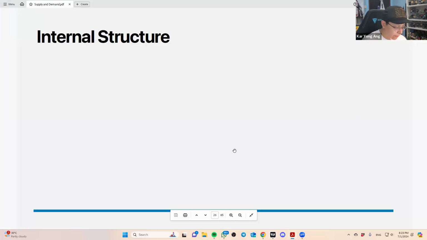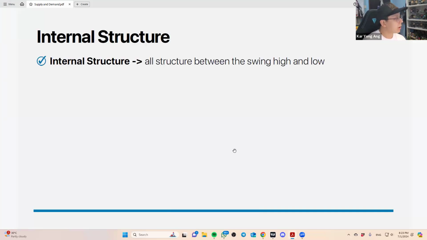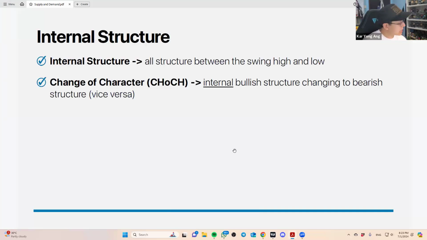Hopefully up to this point, everyone can follow through. Then, of course, using the same principle over here, we also have what we call internal structure, kind of like the idea of a fractal in nature.